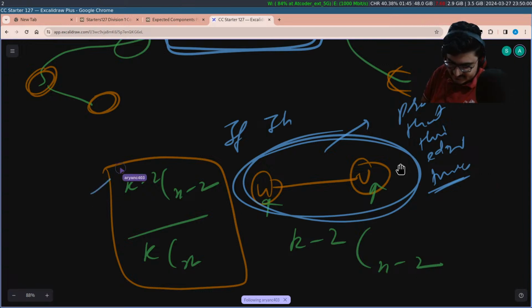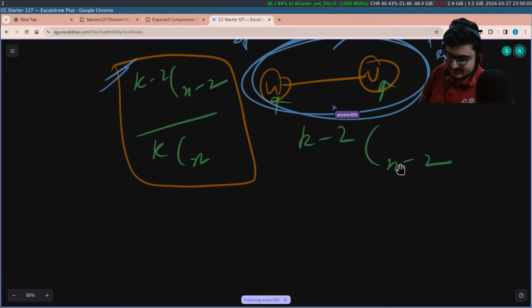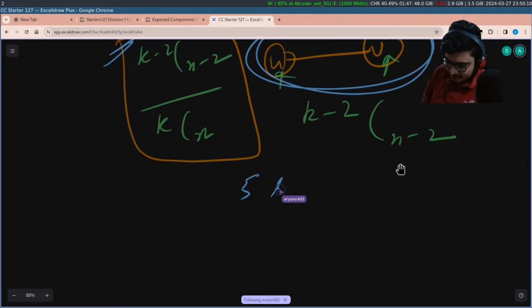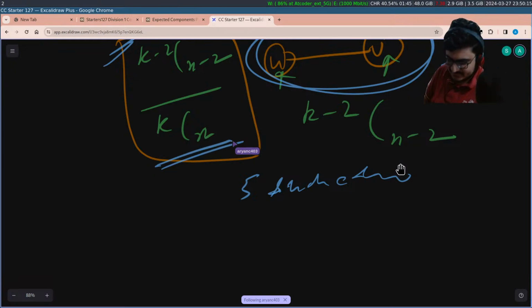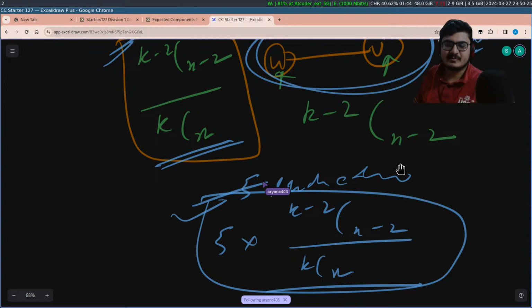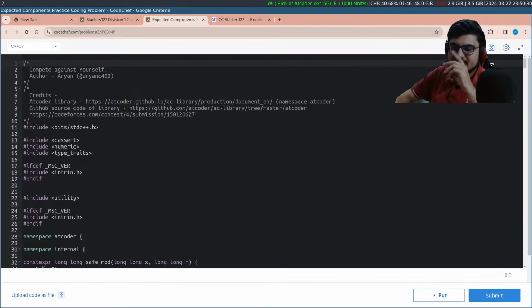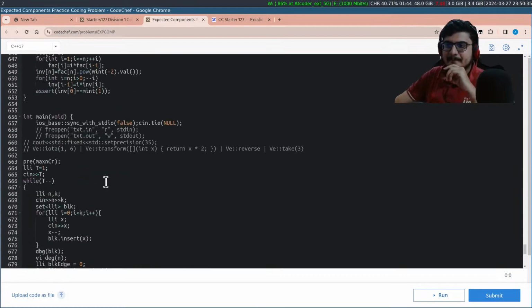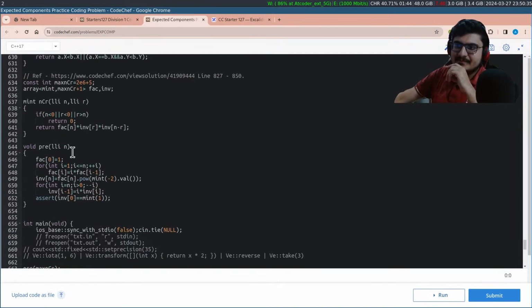And if you see, this probability is the same for any edge which has 2 black endpoints. So if there are 5 such edges, the probability of each of them is this. So if we take the sum, 5 times, overall we get 5 into (k minus 2 C x minus 2) over (k C x). And this pretty much completes the solution idea I had for this problem. I need some pre-computation of NCR.